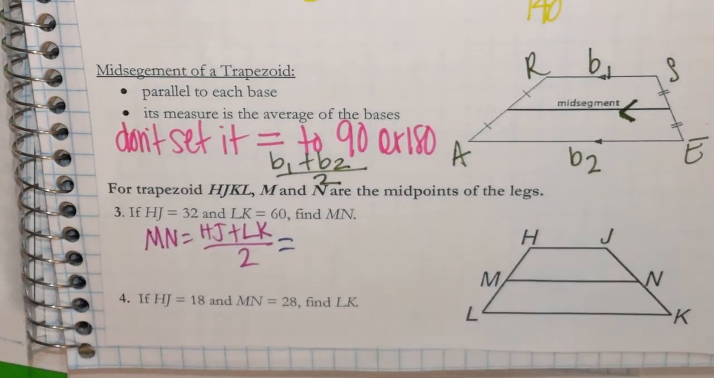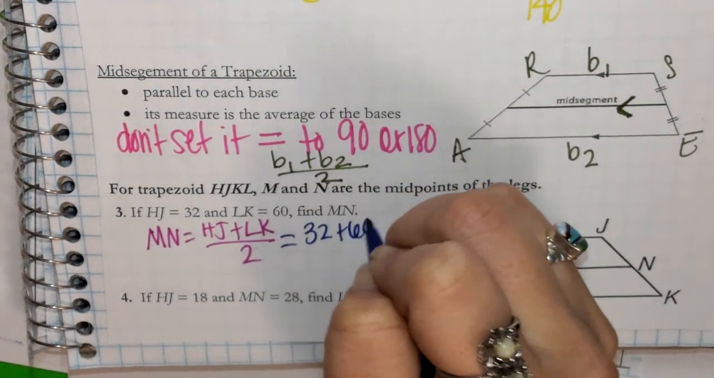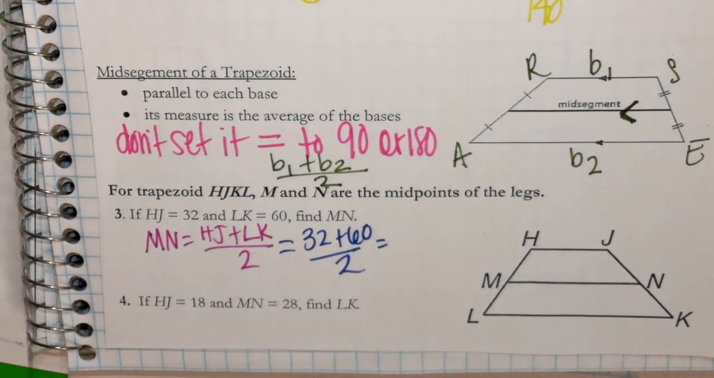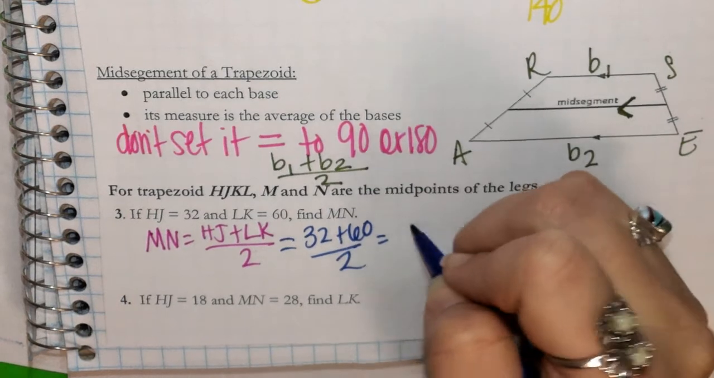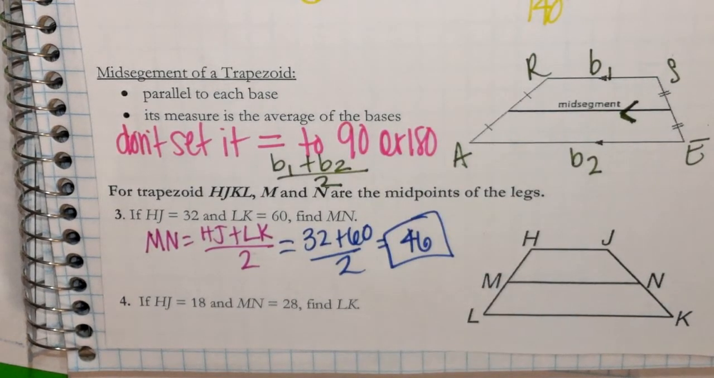What is HJ? 32. And what is LK? 60. And what's 32 plus 60? 92. And 92 divided by 2 is? 46. Look at that. That's it. That's all we do.